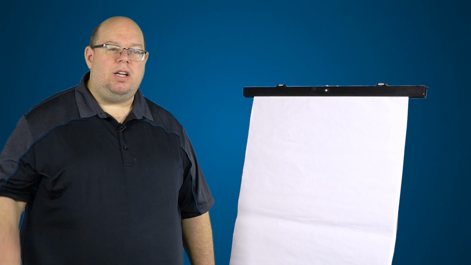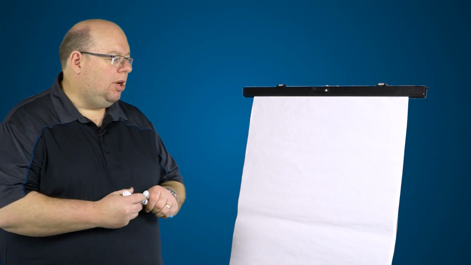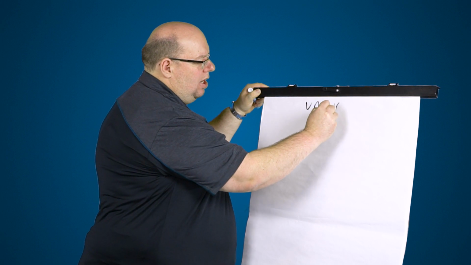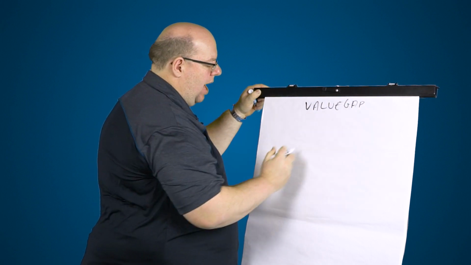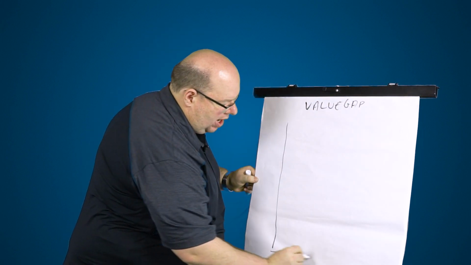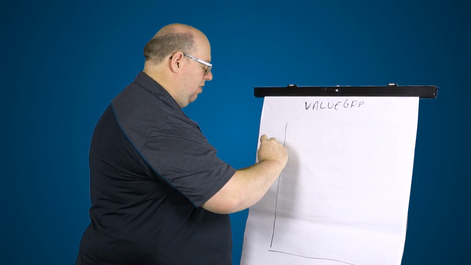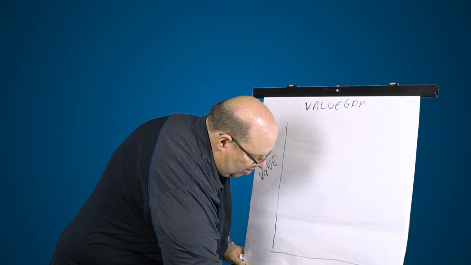Okay, so the first thing I'm going to do is make this value gap. How do we actually create the value gap? I'm going to create an axis here. On this axis, it's value. And down here is the number of users. Users could be changed with devices or whatnot.